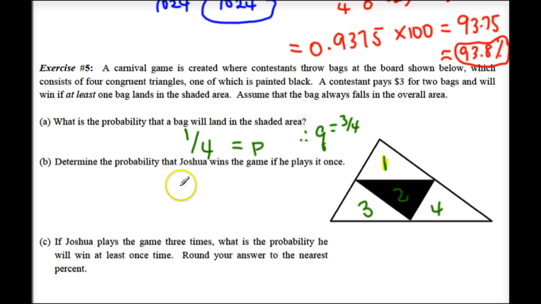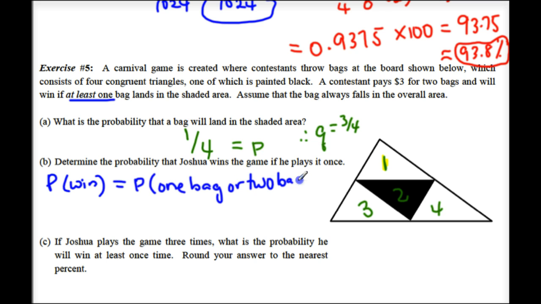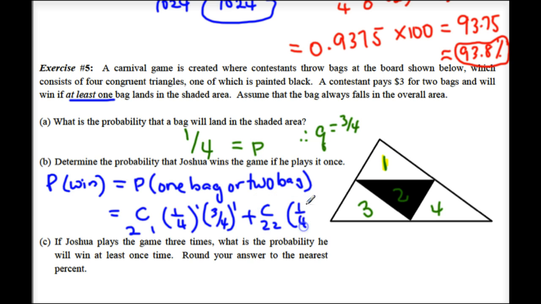Determine the probability that Joshua wins the game if he plays it once. It says he wins if at least one bag lands in the shaded area. So the probability of a win is the probability of one bag or 2 bags landing in that area. This works out to be 2 choose 1, a quarter and 3/4, plus 2 choose 2, a quarter squared, and 3/4 to the 0.